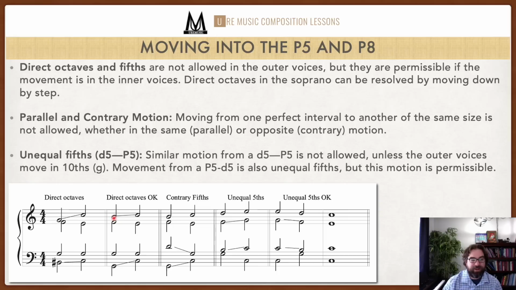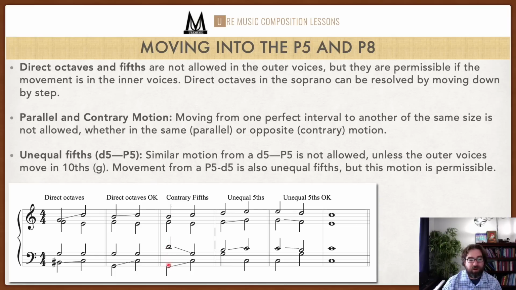If, on the other hand, the soprano moves by step into the octave, so you see the G moves up to the C here. This actually should have been a G, not a B sharp, so that's a mistake. But if you look at this one, the B moves to the C, and the G moves up to the C. Because the soprano's moving by step, it makes those direct octaves okay.